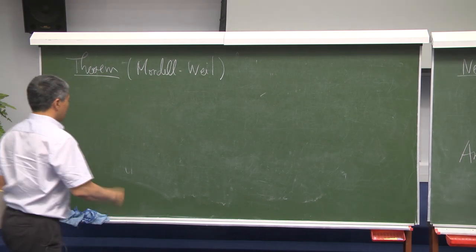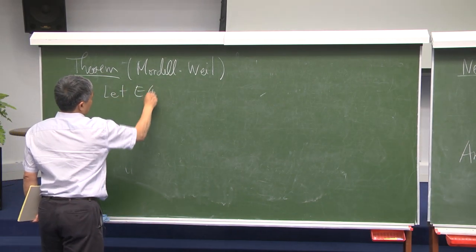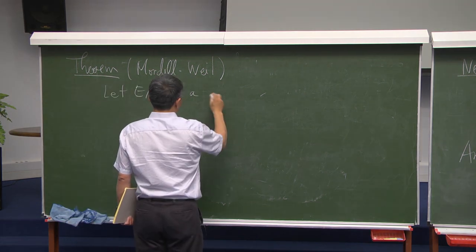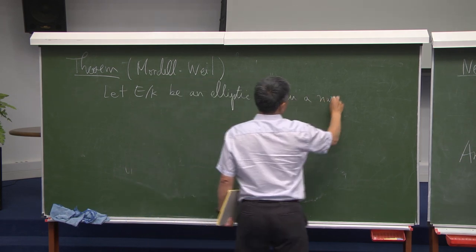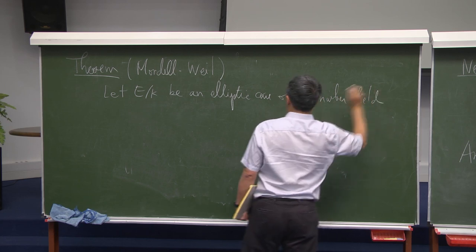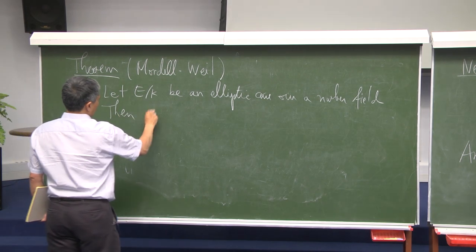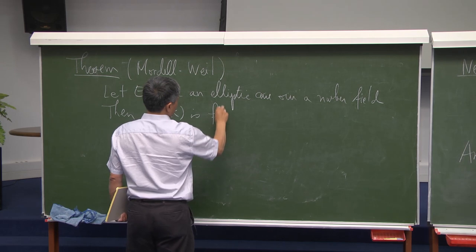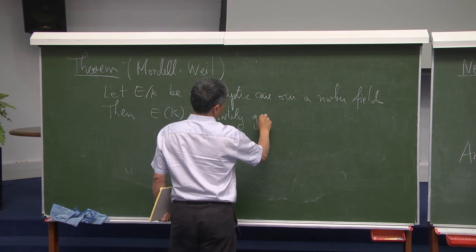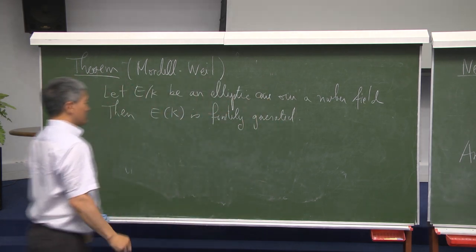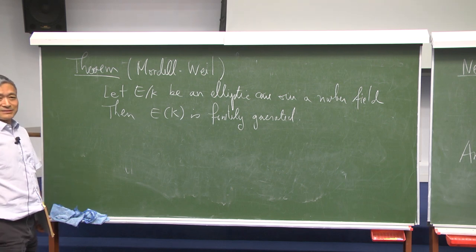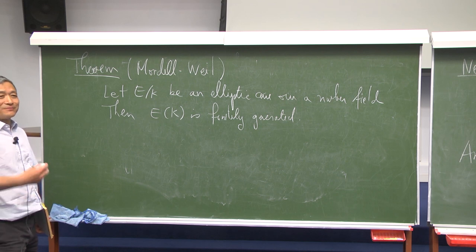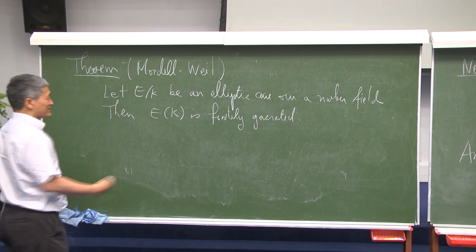I should explain in the beginning that, so let E of K be an elliptic curve over a number field, then E of K is finitely generated. So the proof itself is really the combination of a cohomology argument plus heights. So this is probably the most important theorem proved in number theory. You need some geometry plus some cohomology, right? So I will just sketch the proof.